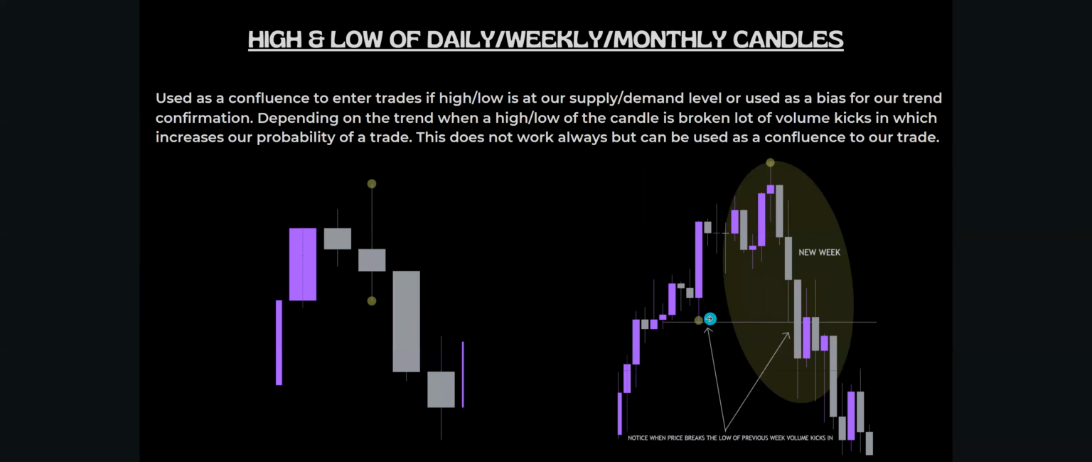Notice what happens here. Once the low of the previous week breaks, you see how the volume starts kicking in like crazy. A lot of volume starts kicking in. So that shows you that these areas have some form of confluence, right? Some form that a lot of traders depend on certain strategies when it comes to those highs and lows. So this low here shows you that a lot of sellers enter the market once the low broke, right? And probably could be a bias that you could use when you're doing an analysis.